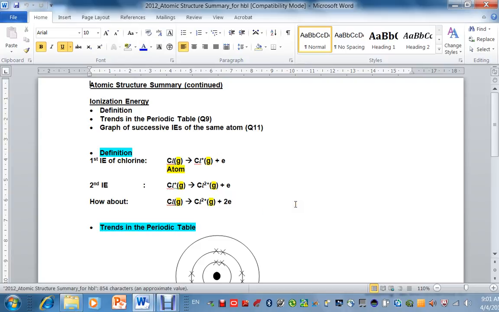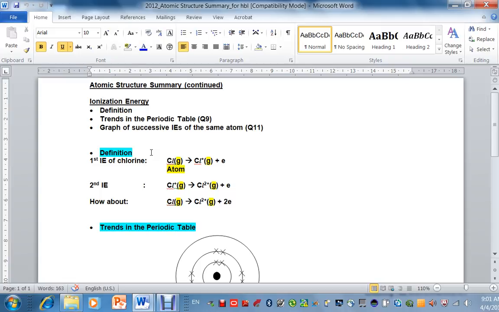Okay, this recording is on the last part of atomic structure, which deals with ionization energy. We are going to look at these things: definition, trends in the periodic table, then how to interpret the graph of successive IEs. So first we look at definition. I want you to be very clear about the definition.